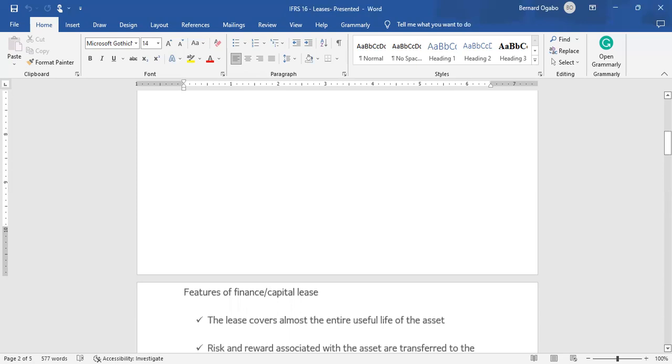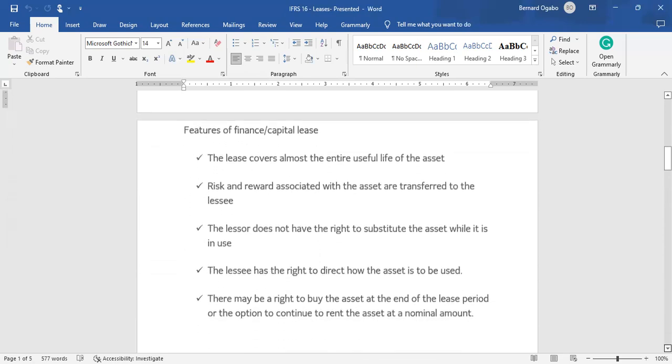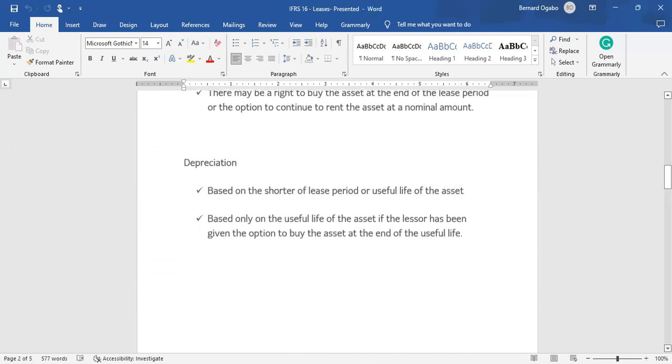We only depreciate the right of use of the asset. So there are two options of depreciation. You can depreciate the asset based on the shorter of the lease period or the useful life of the asset. If the asset had a useful life of 20 years and the lease period is 10 years, the depreciation will be based on 10 years.